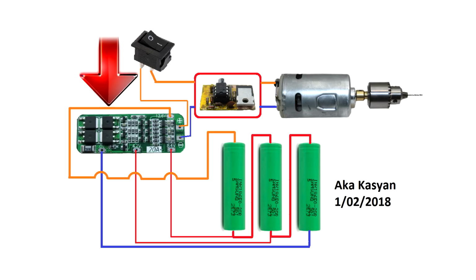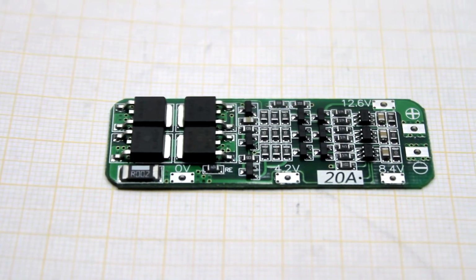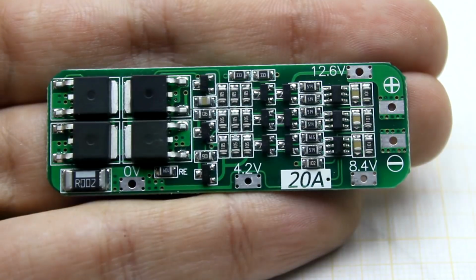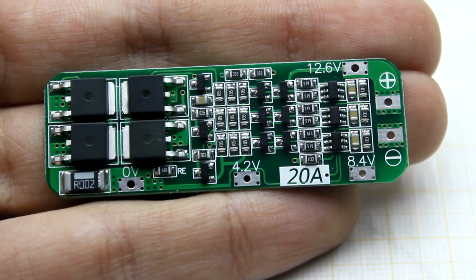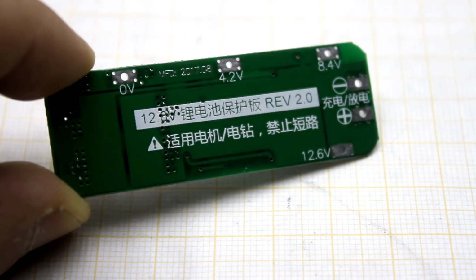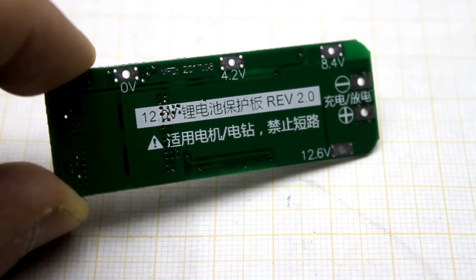The protection board will not allow the battery to discharge too deeply. It protects against overcharging and short circuits. The board in my case is just for 3 batteries, the maximum current is 20 amperes. If the load consumes more, the board will disconnect the battery, the perfect thing for this purpose.